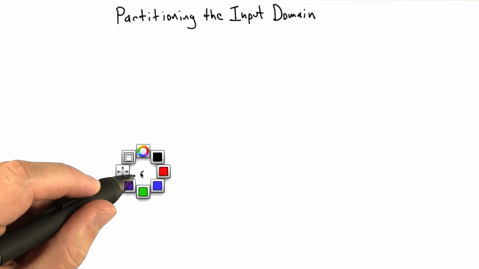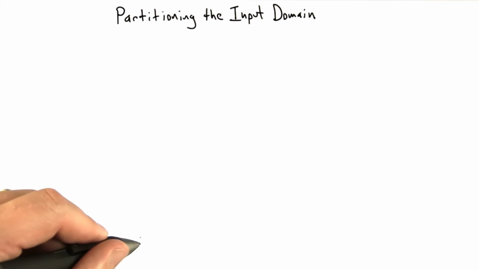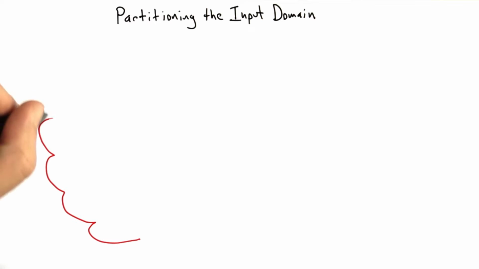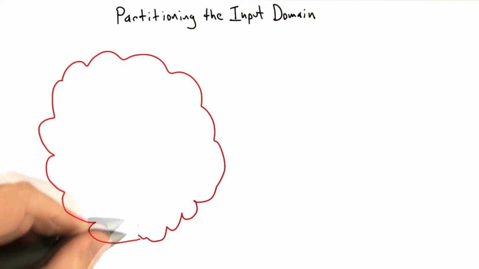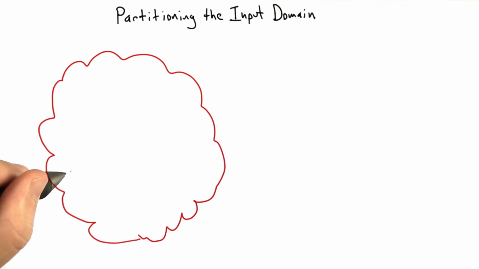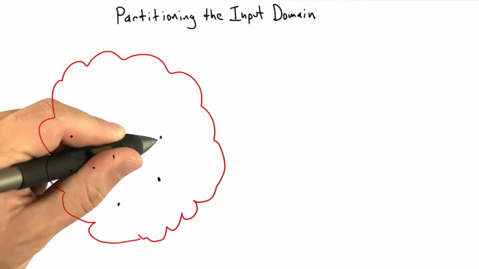So now I'm going to talk about something called partitioning the input domain. We're going to start with some software under test, and it's going to have a set of possible inputs, an input domain. And of course, this input domain usually consists of so many possible test cases that there's no way we can possibly test them all.